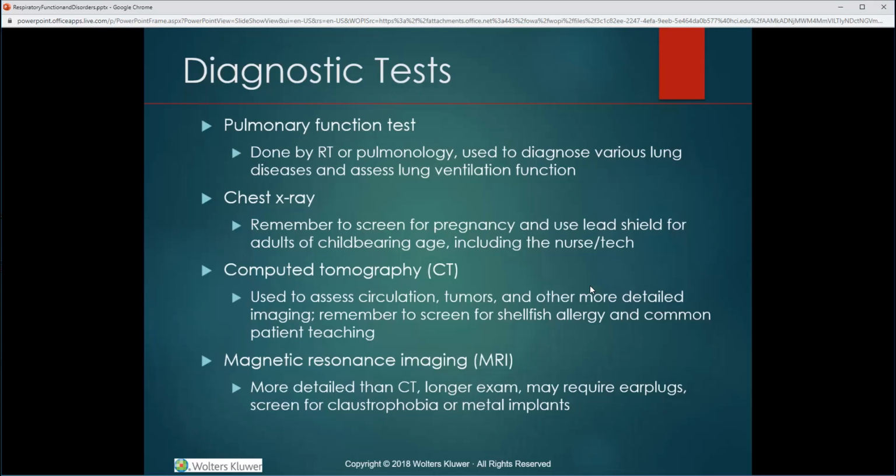Now these tests, pulmonary function test. All you need to know is that it's a test looking at the pulmonary function. It's a good way to assess for asthma, period. You don't need to know anything more than that. Why? Because you're never going to do this test.